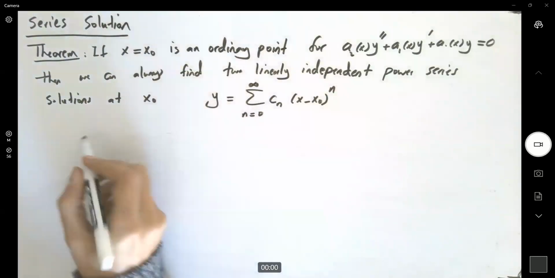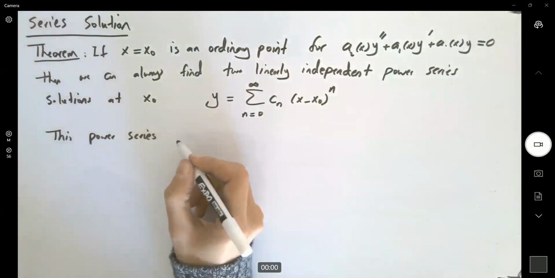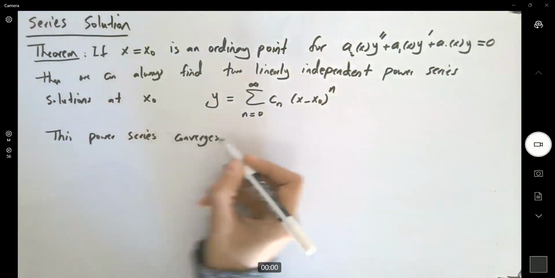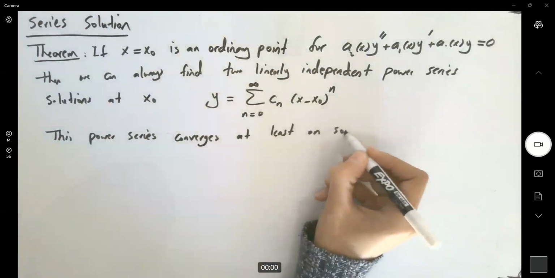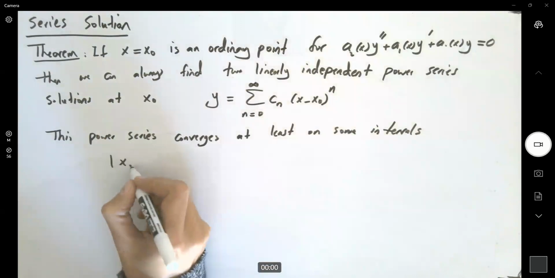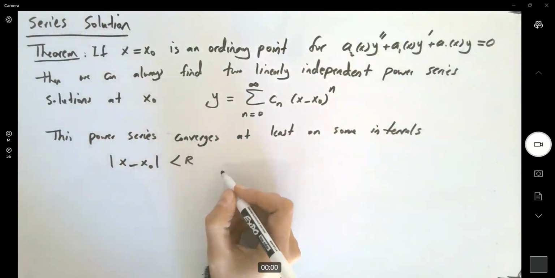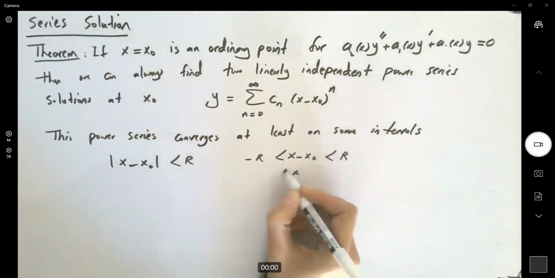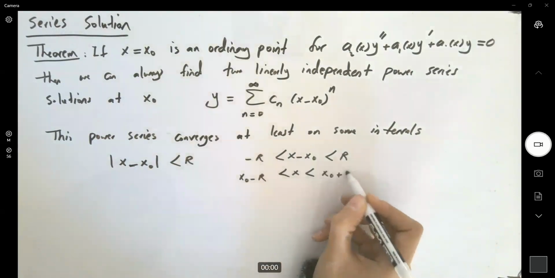and then this power series converges at least on some interval, where the absolute value of x minus x of 0 is less than r. So it means that we have x minus x of 0 bounded between negative r and r. So x is going to be between x of 0 minus r and x of 0 plus r.